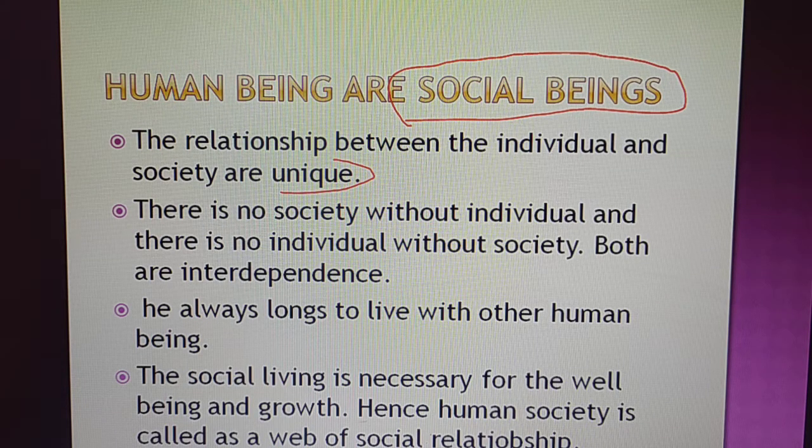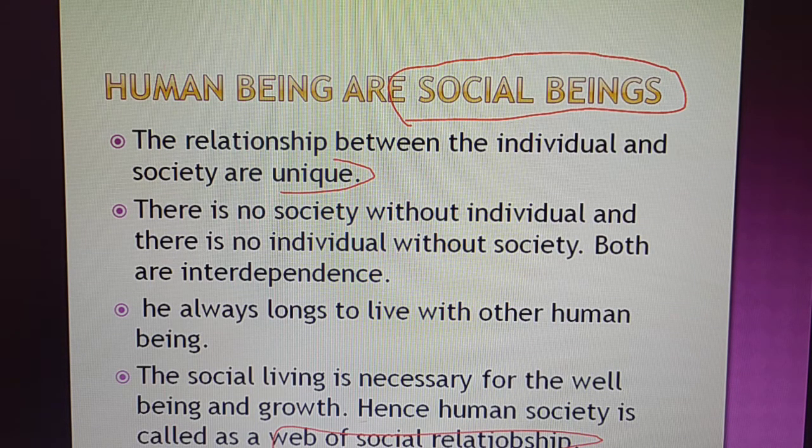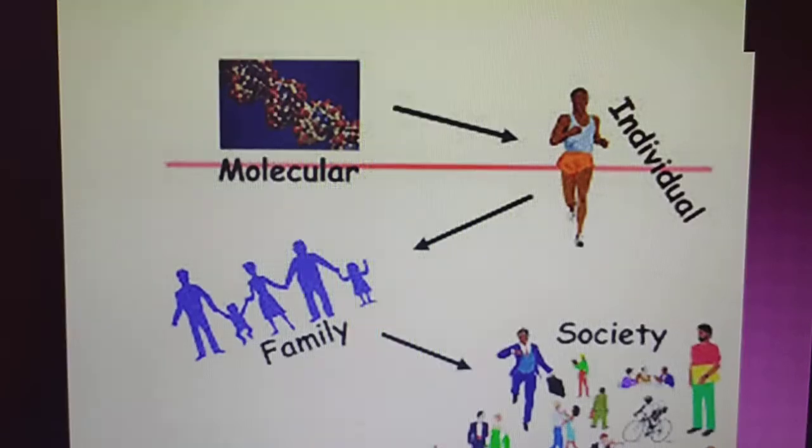Hence human society is called a web of social relationships. Why do they call it a web of social relationships? Because a human being lives with other human beings. He does not want to live in isolation. His interests and needs are multiple in number, so in order to meet his needs, he has to live with other people.